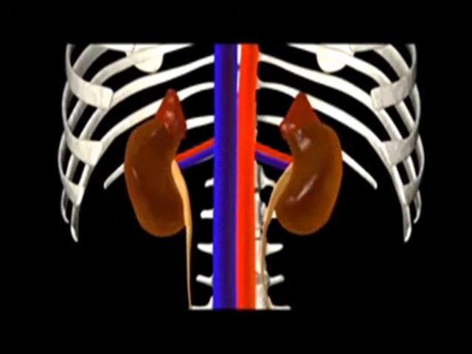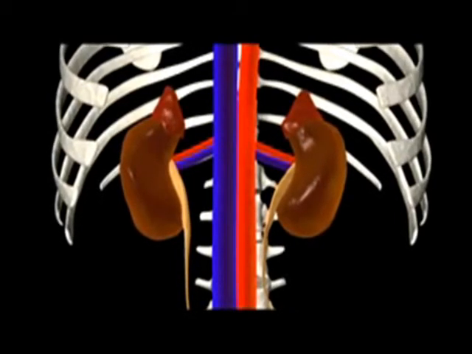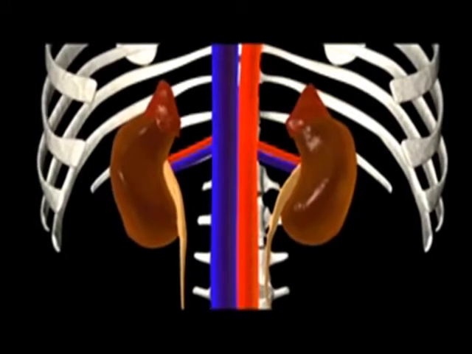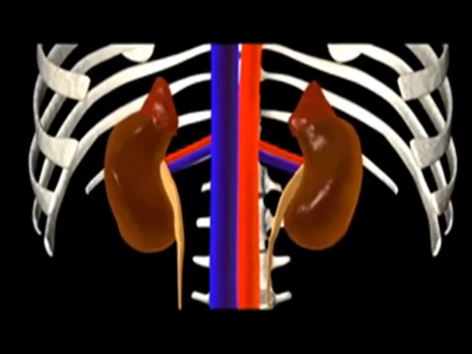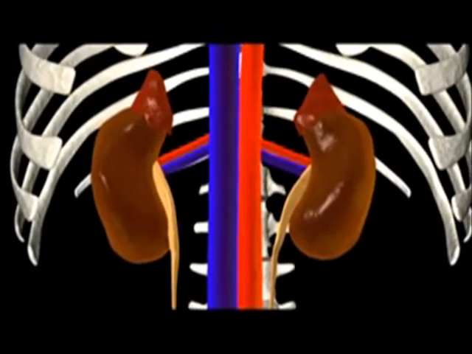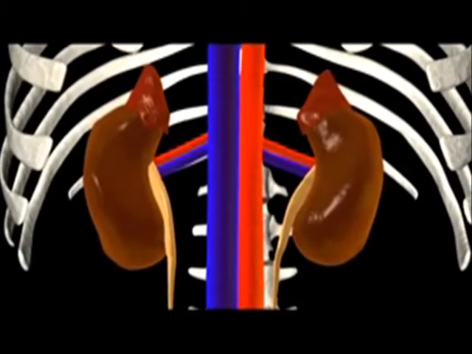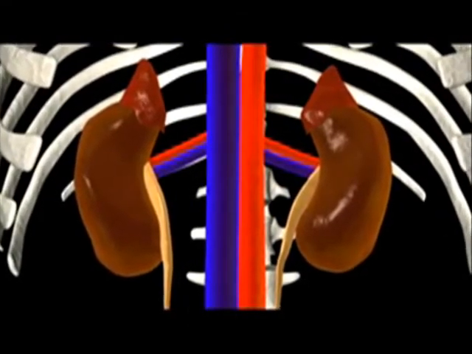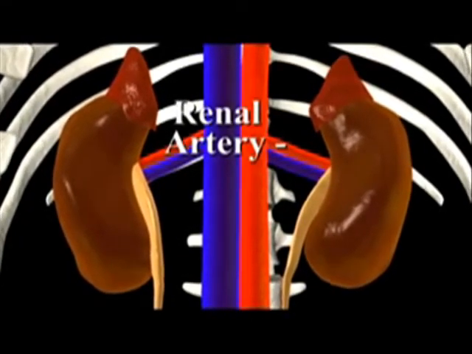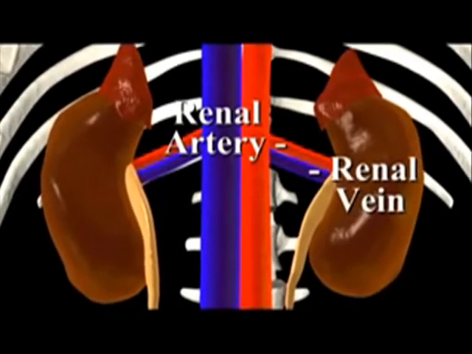Human kidneys are paired, kidney bean-shaped organs located on either side of the spinal column and extending slightly above the waist. Each is approximately 13 centimeters long, 8 centimeters wide, and 2.5 centimeters thick. Blood carrying various waste enters each kidney through a renal artery. After it has been filtered, the blood exits through the renal vein.